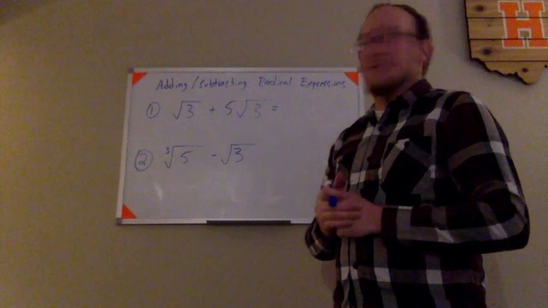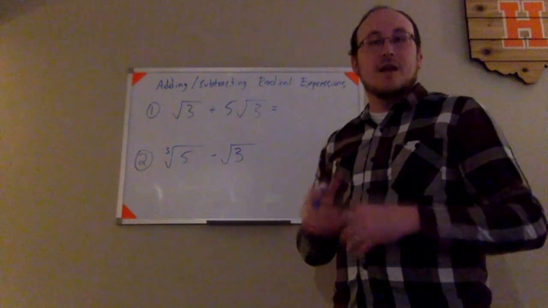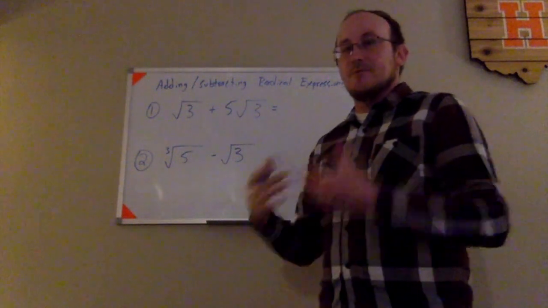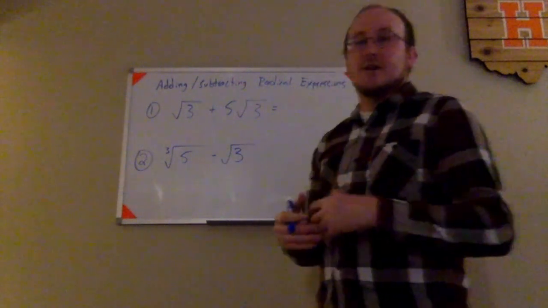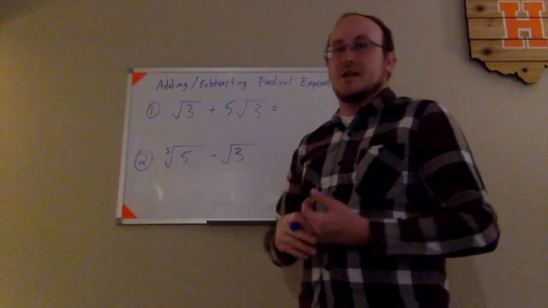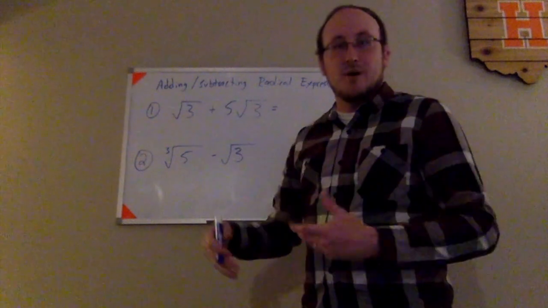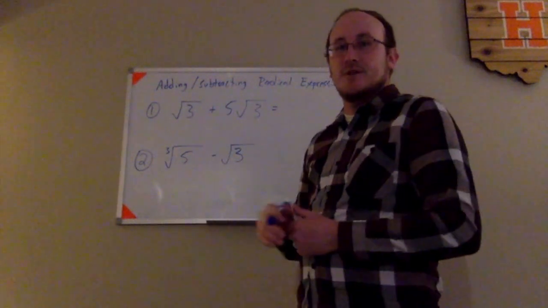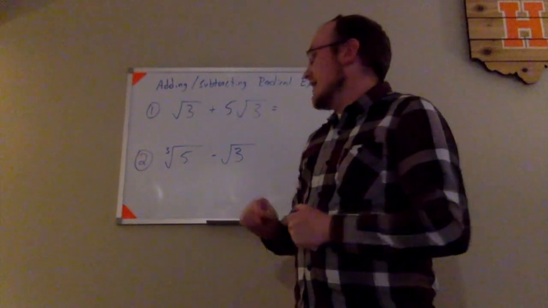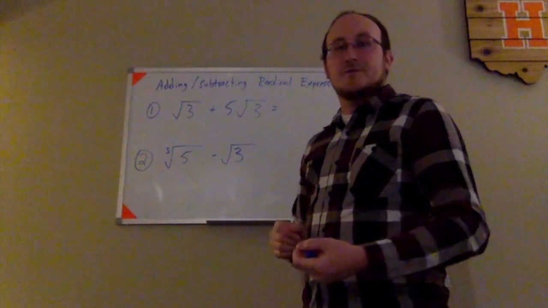We're going to first start off by looking at how to add and subtract like radical expressions. Before we get too far into that, a little bit of background. A radical expression is something that has a root in it. Maybe it's a square root, cubed root, fourth root, fifth root, etc. The little number denoting what root we're dealing with is referred to as the index.